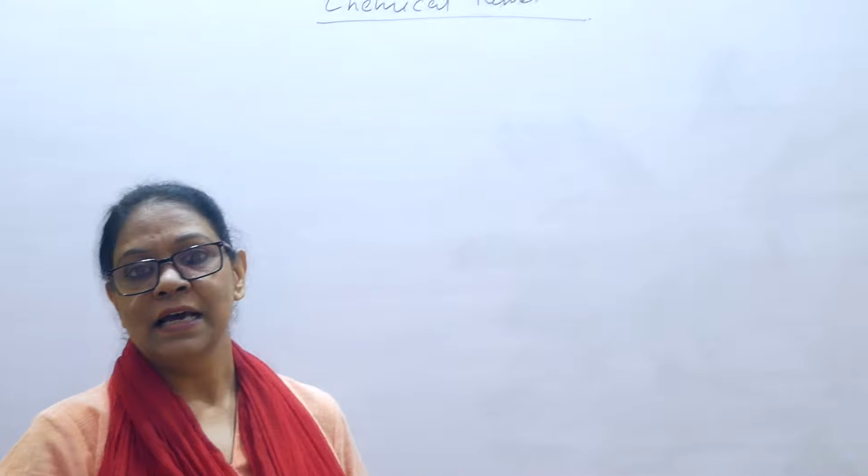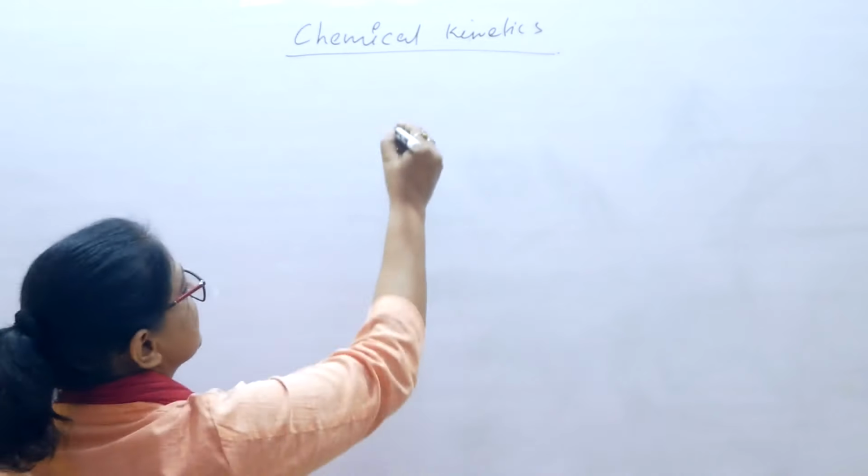So we can say that chemical kinetics is the branch of chemistry in which we study the rate of a chemical reaction. You can say the speed with which a reaction proceeds, the speed with which the reaction moves, is called the rate of a chemical reaction. So in this branch we will focus on the rate of a chemical reaction.